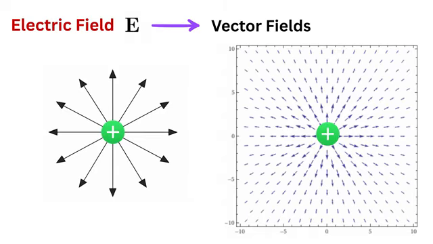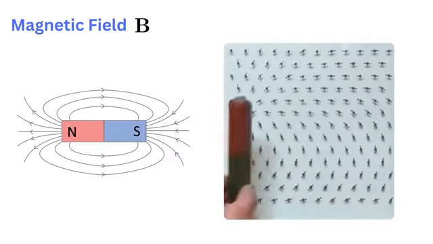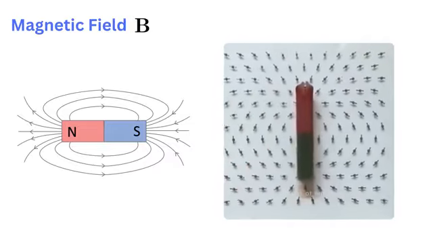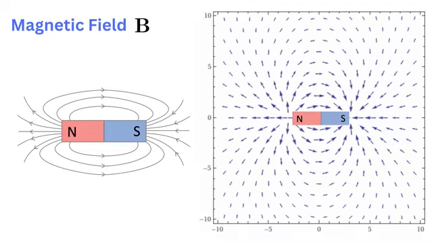Great! Now, let us understand the magnetic field B. Imagine a simple bar magnet like the one you might have played with in your childhood. Even when the magnet is just lying on the table, it influences the space around it. If you bring a small piece of iron or another magnet near it, you will notice that it turns and aligns itself in a certain direction. This happens because this bar magnet creates a magnetic field around it.